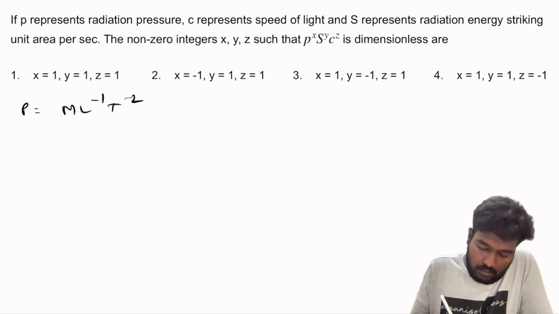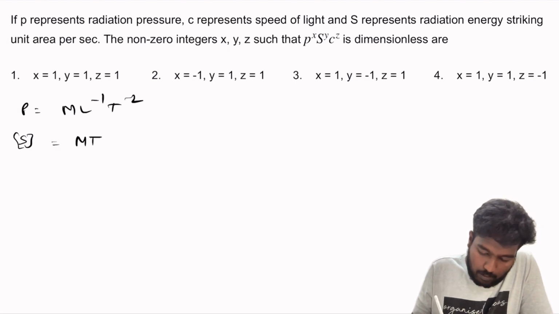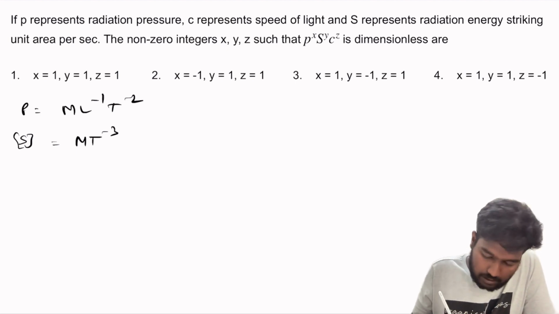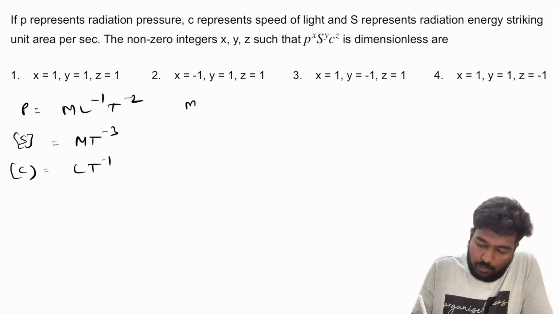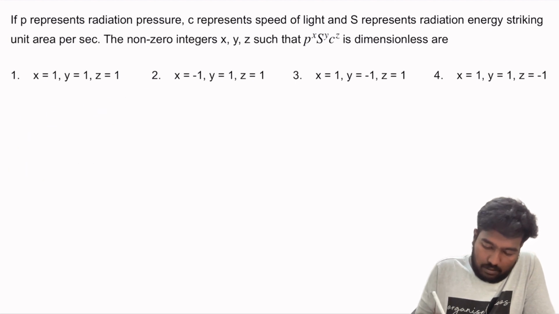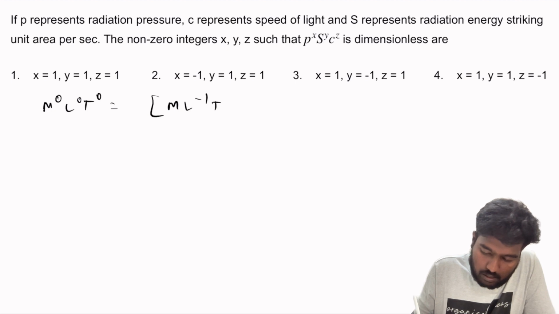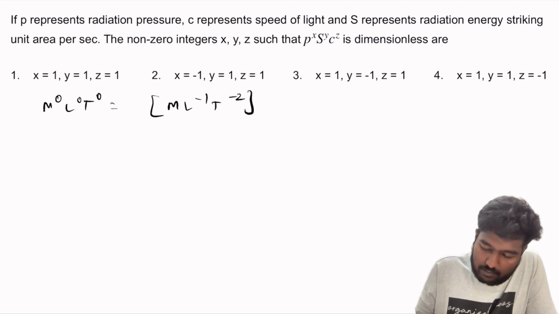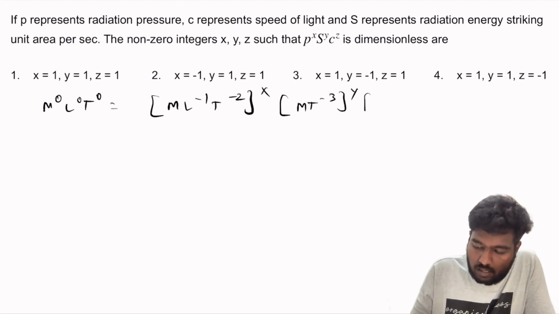this energy per unit time per unit area has m t power minus 3, and C is the dimension of L t power minus 1. Okay, so m power 0, L power 0, t power 0 must be equal to m L power minus 1 t power minus 2, power x, and m t power minus 3 power y, L t power minus 1 power z.